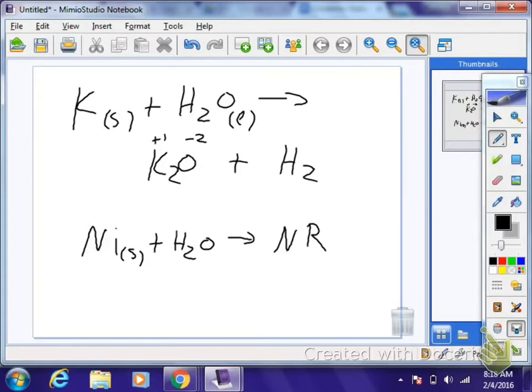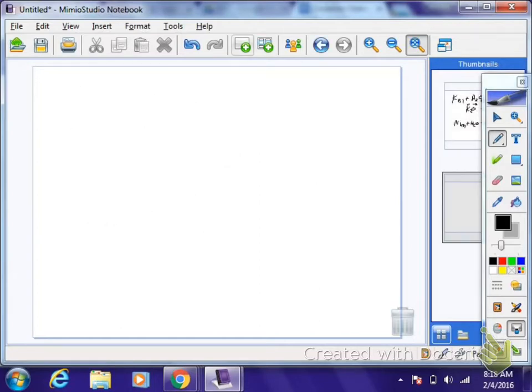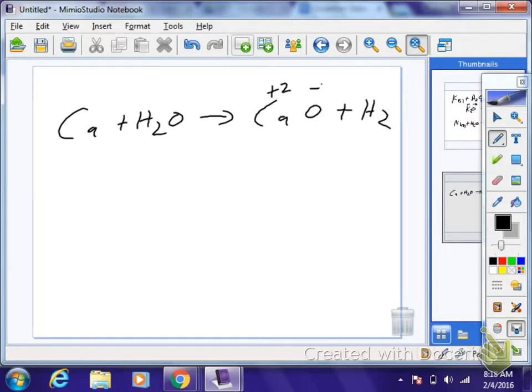Number 10. Number 10 is another one. Ca plus H2O, does it react with water? Yes, it does. So it'd be CaO plus H2. And Ca is a plus 2, and oxygen is a minus 2. Any questions on that? That's the last one, right? So we're done with those ones that deal with water.